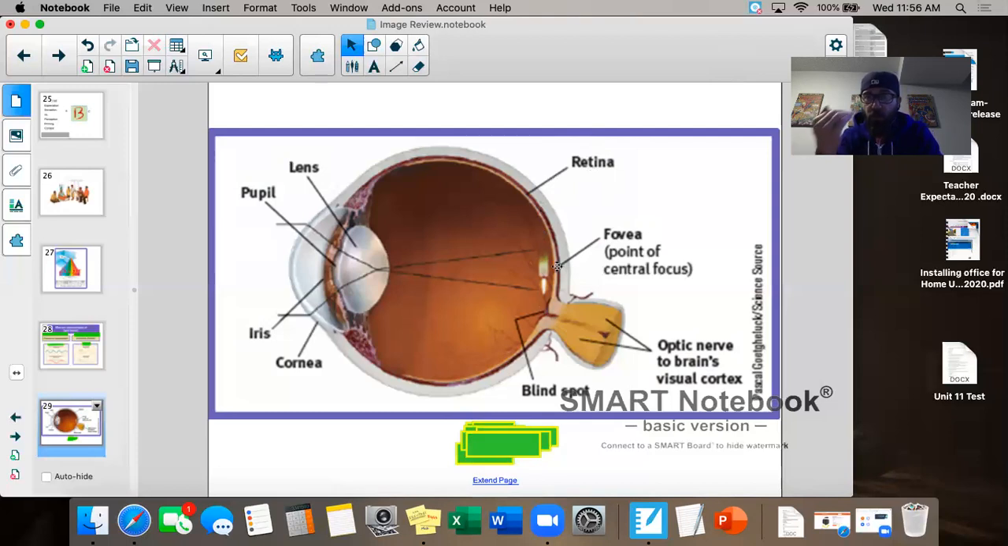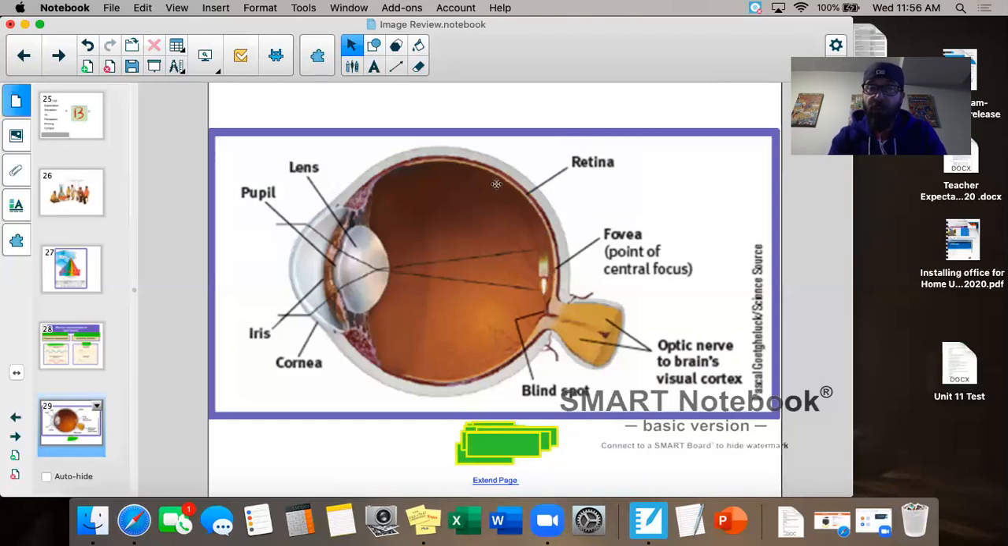Ideally, whatever it is that you're looking at, you want that to hit onto the fovea, because your peripheral vision doesn't do much and is not very acute, nor is it going to allow for any of the color.